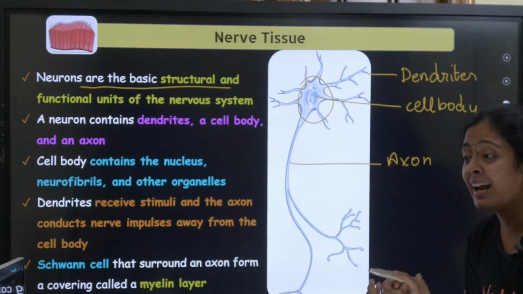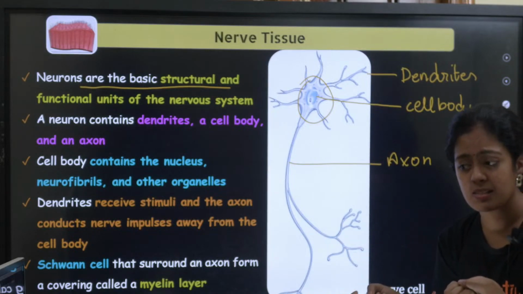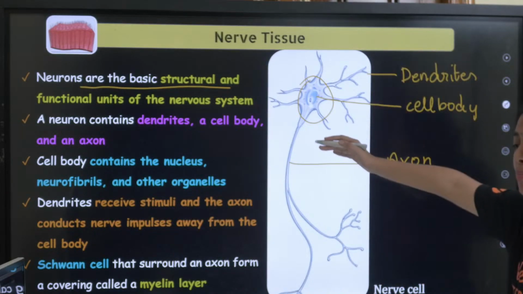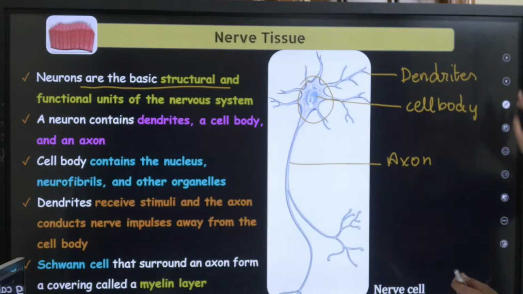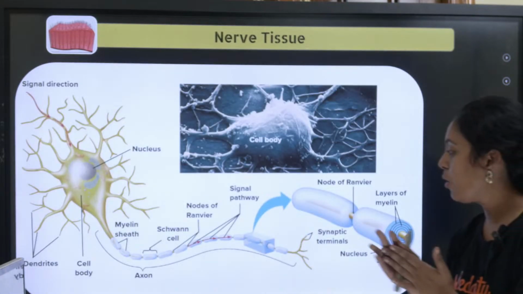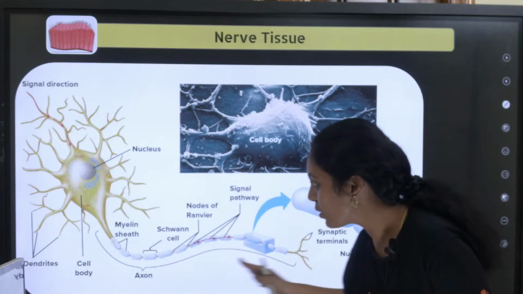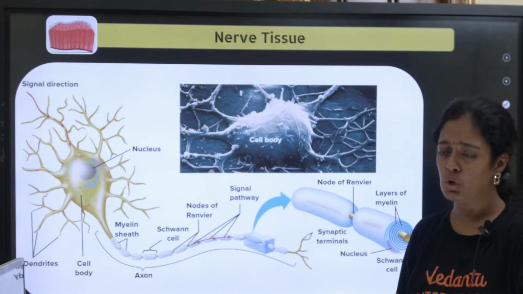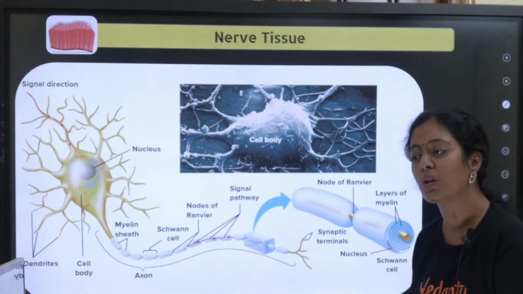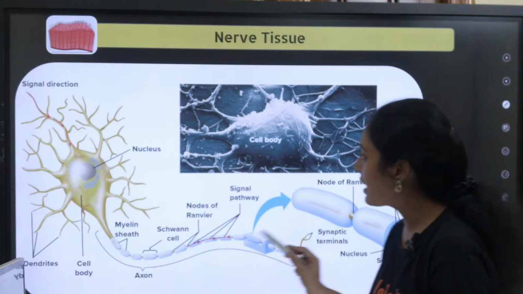This dendrite carries impulse towards the cell body. Axon carries impulse away from the cell body. Yes, this is your entire thing. This is your axon. Structure is very, very, very important. When we study neural tissue again, if you study it now, it will be a revision then. Okay, so what happens, children?